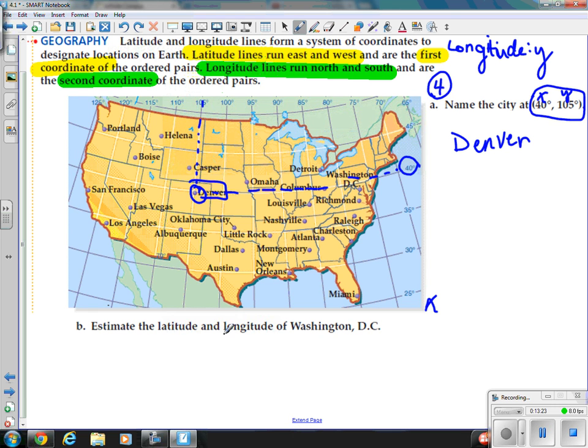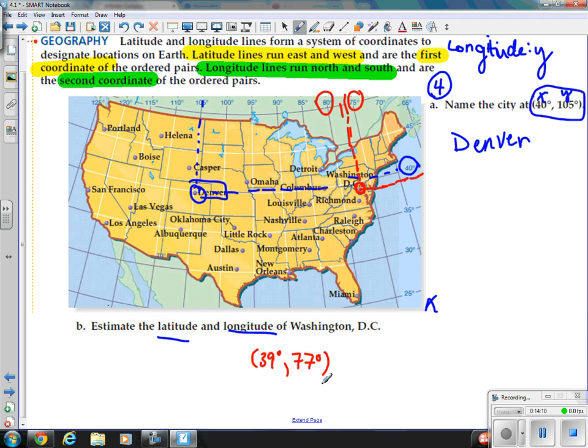Okay, then part B says to estimate the latitude, which is the ones running east to west, left to right, and the longitude of Washington, D.C. So first things first, let's find Washington, D.C. There he is. I have to first look at where he is left and right. And that's just below 40. So I'm going to say his latitude is at 39 degrees. And then we're going to look for his longitude. So that's our up and down. And his longitude's between 75 and 80. So I'm going to say it's about 75 degrees.